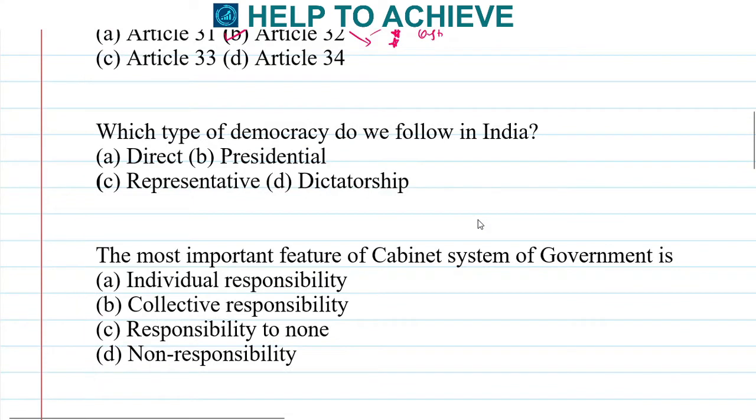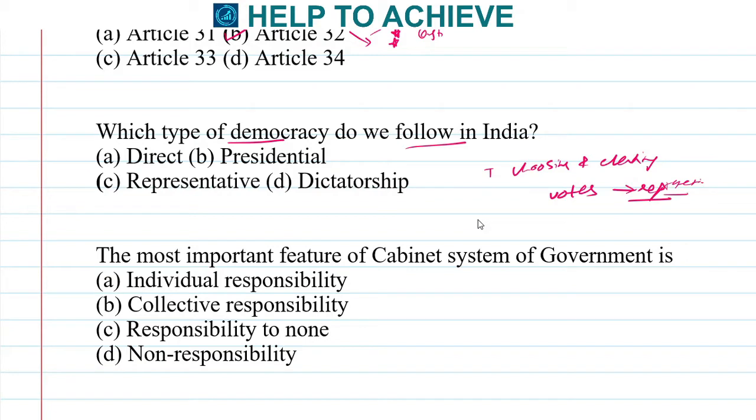Next, which type of democracy do we follow in India? In India we are choosing and electing our representatives. Okay, we are giving the votes to the representatives, and that way our overall democracy is formed. So we are electing the representatives. In that way, from among the options, India has the representative democracy, where Indian citizens select their representatives. Okay.